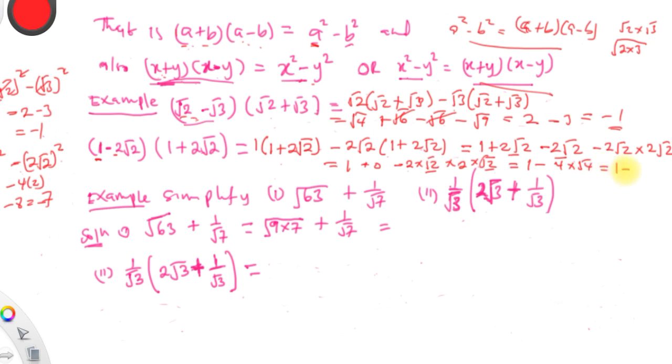So this is equal to 1 minus 4 times square root of 4. What is square root of 4? This is 2. So this is equal to 1 minus 4 times 2, which is 8, which is equal to negative 7, guys.